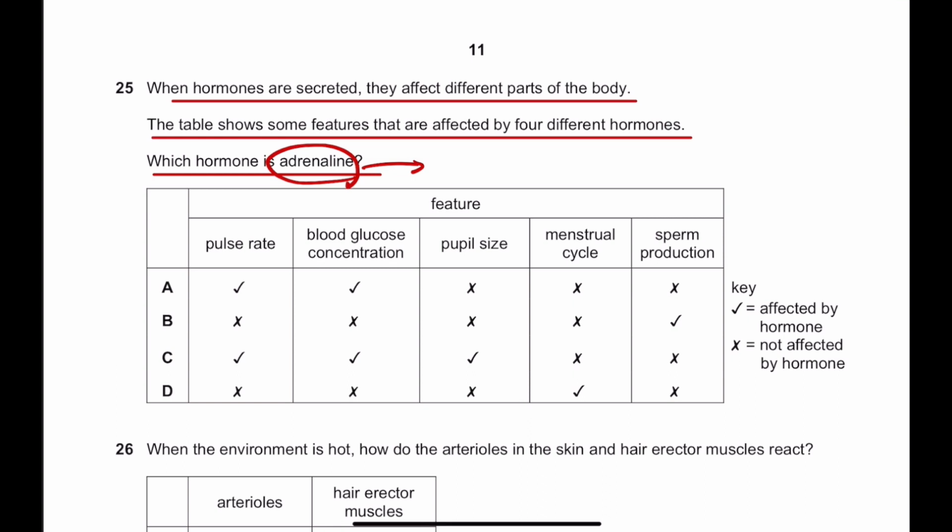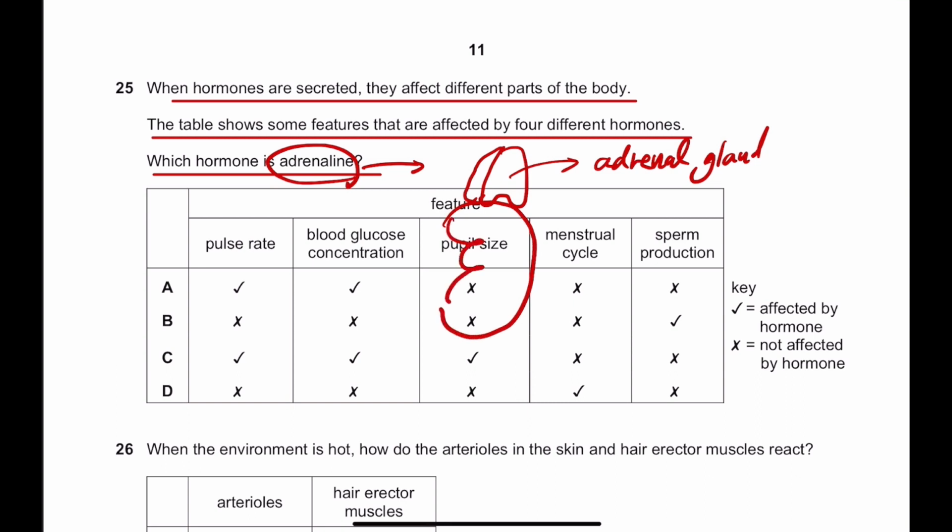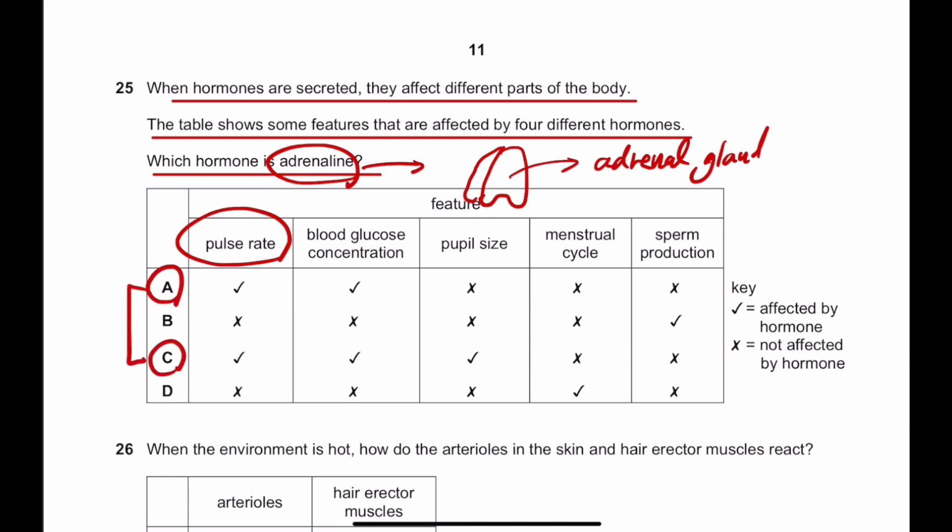So adrenaline is the hormone that gets secreted when your body is in alert mode, like when you're frightened or when you have to fight. The adrenaline is released by the adrenal gland. So this is the adrenal gland, and it is actually placed right above the kidney. The effect of adrenaline is to increase the pulse rate, so the answer should be either A or C.